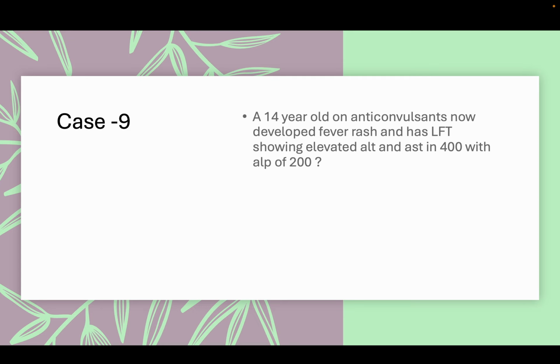Like, for example, isoniazid, phenytoin, valproate. So there are many examples. Most of them are idiosyncratic. One such example is phenytoin. So these are idiosyncratic reactions. You don't know when they will occur. It can occur at any time during their lifetime.